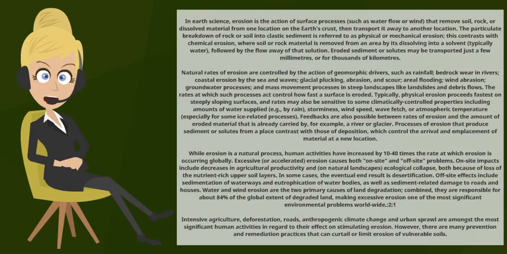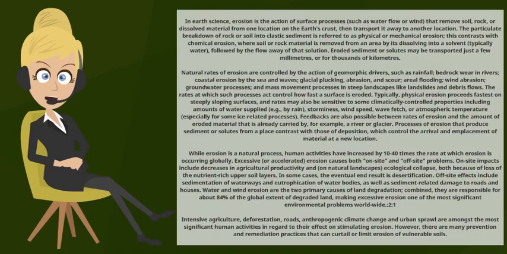While erosion is a natural process, human activities have increased by 10-40 times the rate at which erosion is occurring globally. Excessive or accelerated erosion causes both on-site and off-site problems. On-site impacts include decreases in agricultural productivity and, on natural landscapes, ecological collapse, both because of loss of the nutrient-rich upper soil layers. In some cases, the eventual end result is desertification. Off-site effects include sedimentation of waterways and eutrophication of water bodies, as well as sediment-related damage to roads and houses.